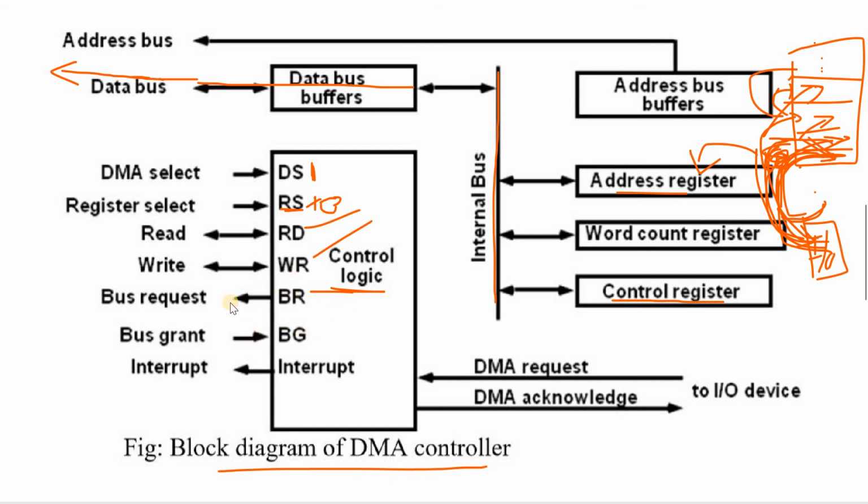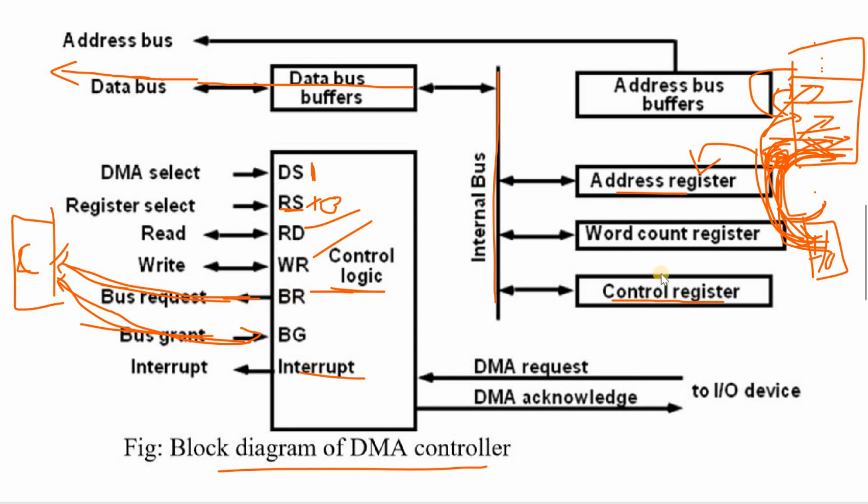Bus request and bus grant. Here bus request and bus grant are directly connected to the CPU. From the previous analysis, this is the CPU. Bus request means: please provide me all the buses, the data, control and address buses, for IO transfer, that is, data transfer from the IO device to the memory location. This type of request is sent from the DMA to the CPU. After providing all the buses, the CPU gives one more control signal, the acknowledgement signal, the bus grant signal. So these two control signals are considered here inside the control logic.